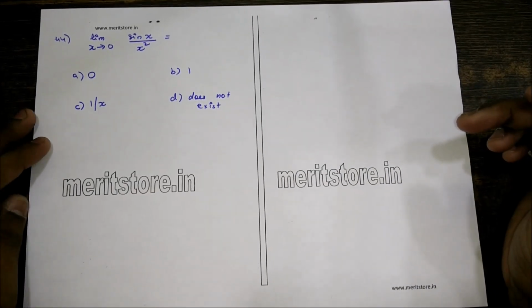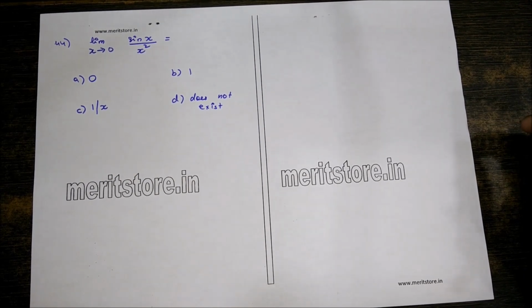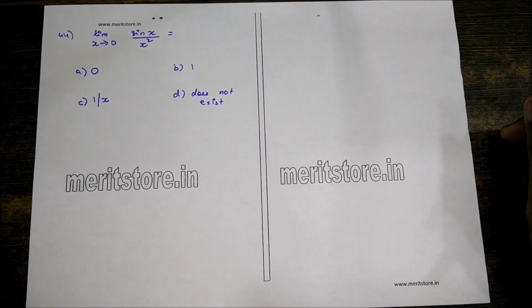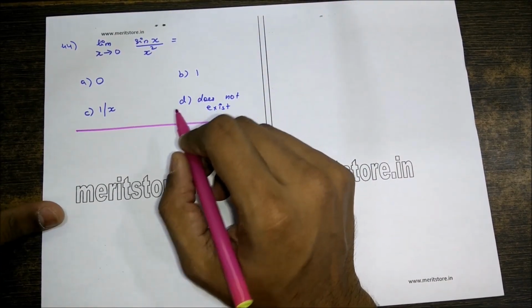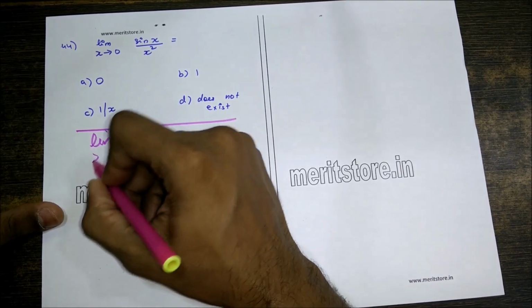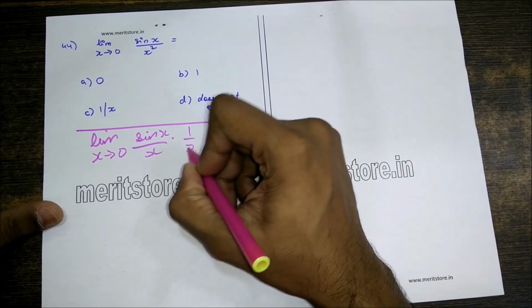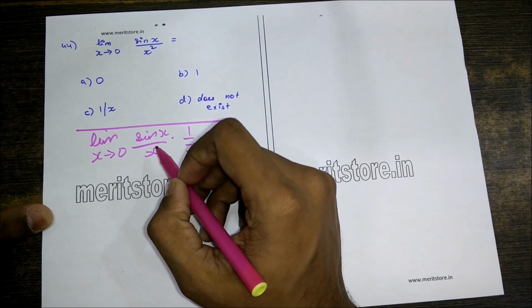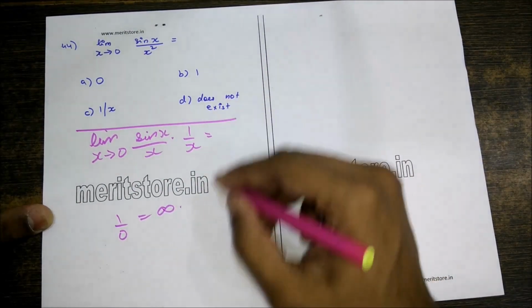Limit of x tends to 0 of sin x by x square equals: a) 0, b) 1, c) 1 by x, or d) does not exist. So we could write this as sin of x by x square. Take the term in the form limit of x tends to 0 of sin x by x into 1 by x, which gives us, applying the limits, this term as 0. So therefore 1 by 0 would be infinity. Therefore D.